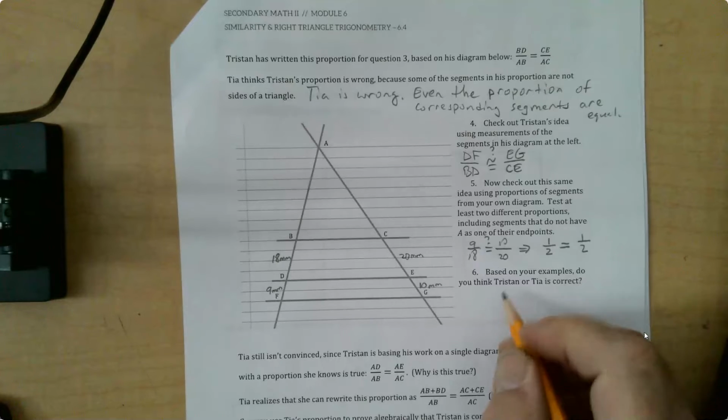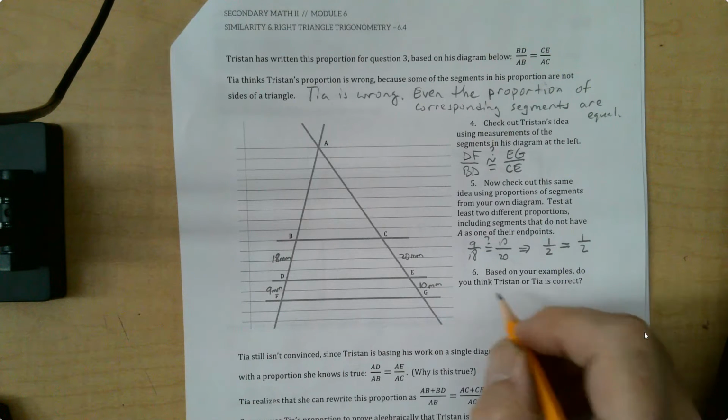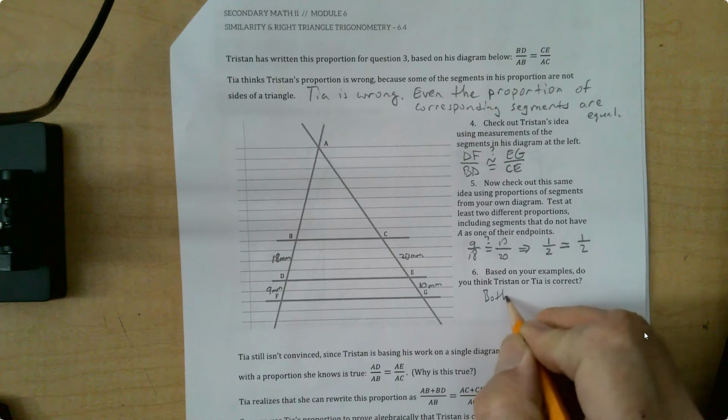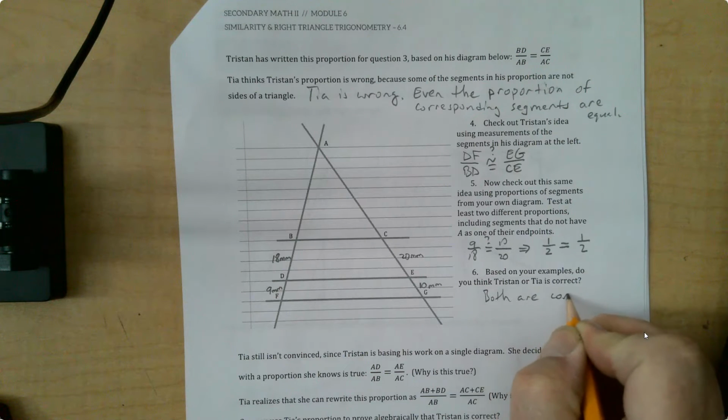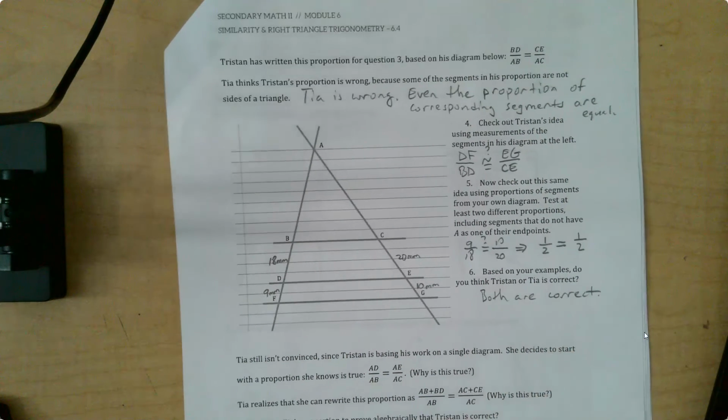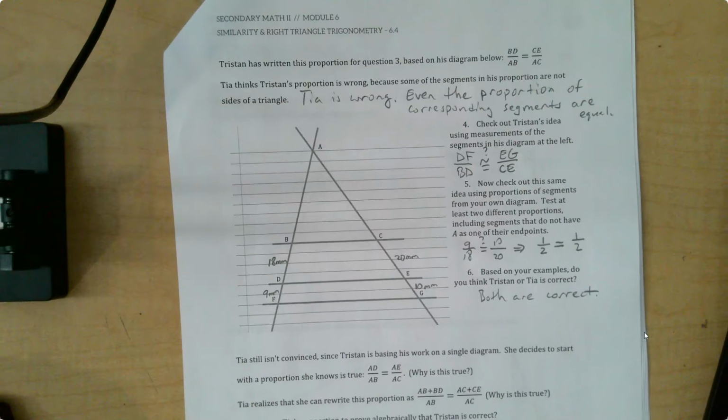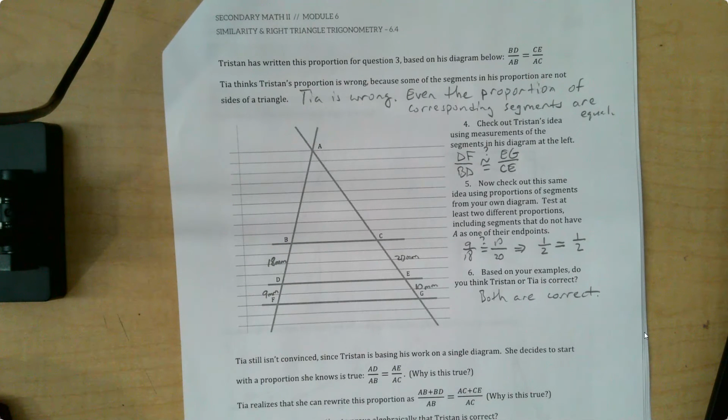And so I'm going to say, based on my examples, who do I think is correct, Tristan or Tia? Both are correct. Both of them are correct. Tia's idea is correct. Tristan's idea is correct. Then they did a little extra math down here. They showed some interesting stuff here. I'm not going to go into it.